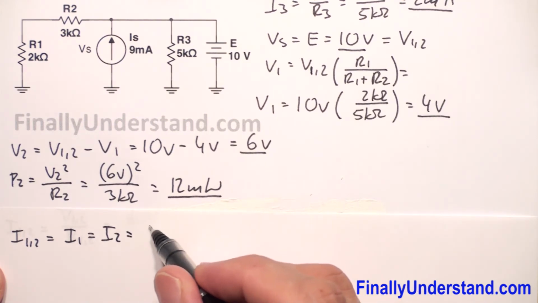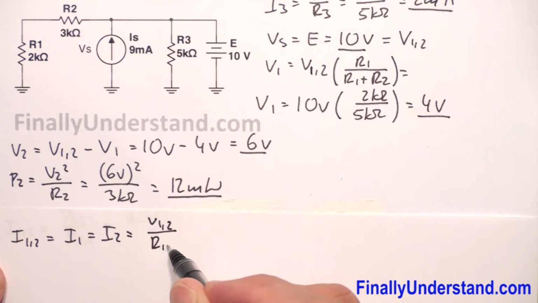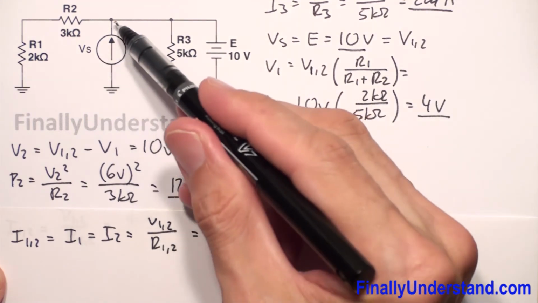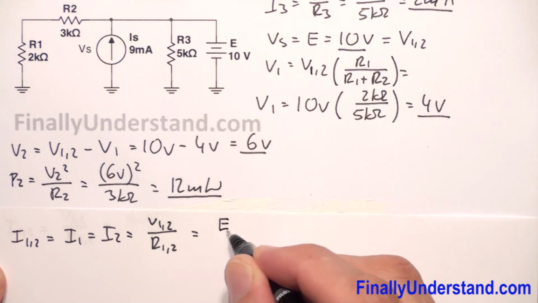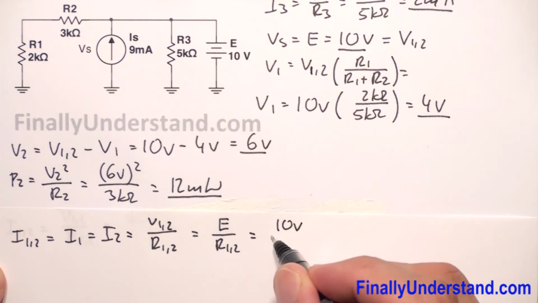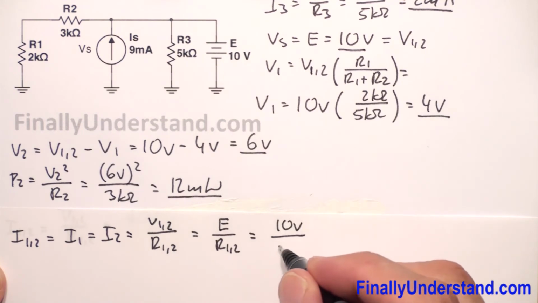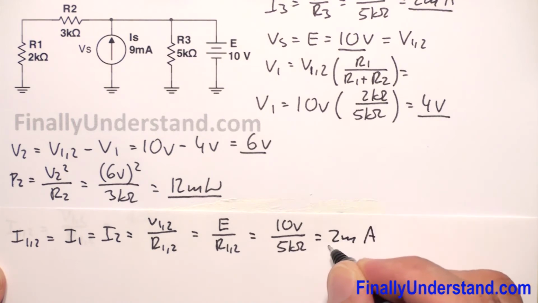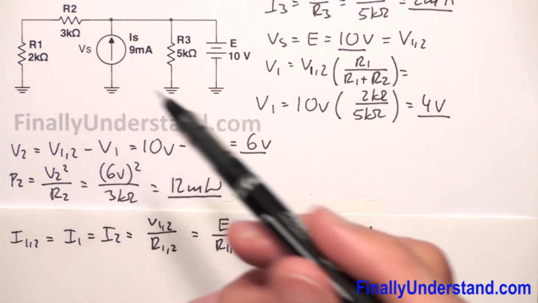simply voltage V12 over R12, where V12 is the voltage between this point and ground. So this is nothing else, just my E, so I can say this is E over R12. So E is equal 10 volts over R12, R1 plus R2 is equal 5 kiloohms, so this is equal 2 milliamps. Okay, so this is the current which will go through resistor R1 and R2.